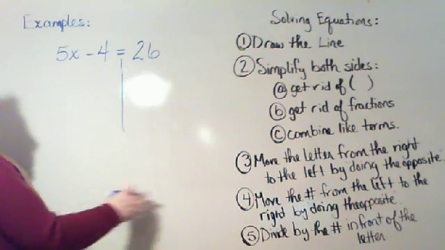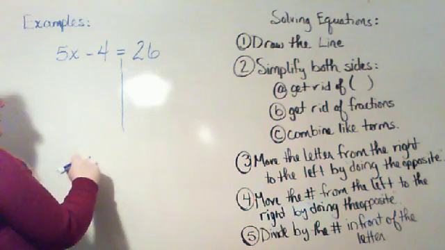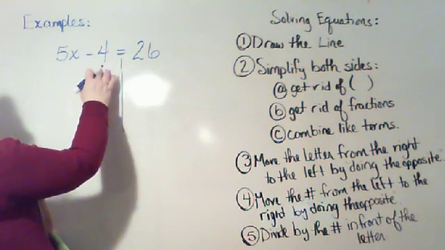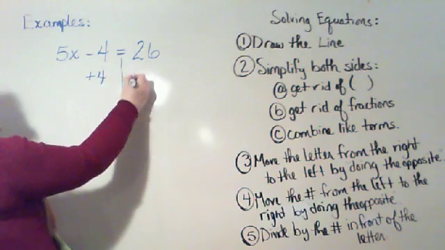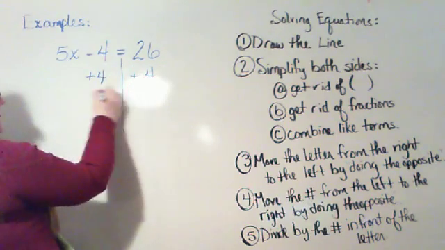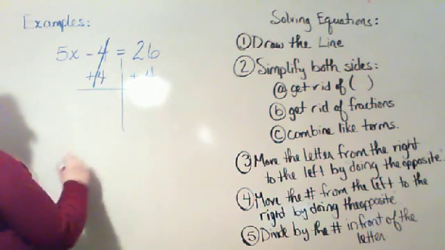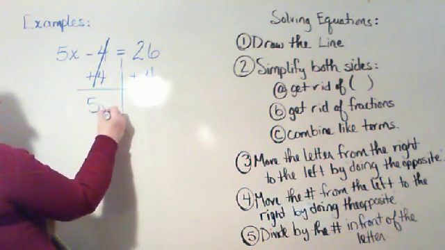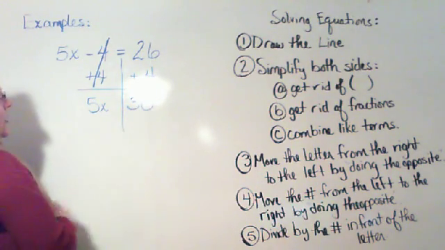So that means I need to go down to moving the number from the left-hand side to the right-hand side. So my number over here is minus 4, so I'm going to have to add 4 to both sides. Negative 4 and a positive 4 are going to cancel each other out. So that means that 5x is equal to 30.